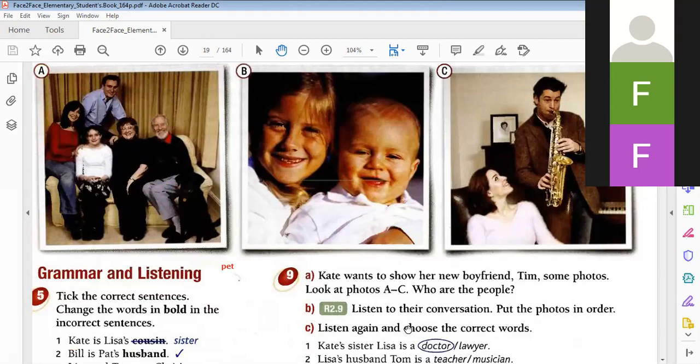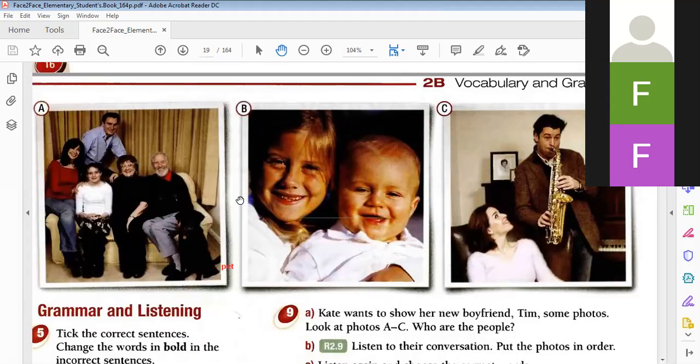Let's listen to the conversation and let's put the photos in order, okay? So we're going to listen to Kate talking to Tim about her family. Okay, so let's listen to her conversation and we want to put the photos in the correct order. So let's listen.